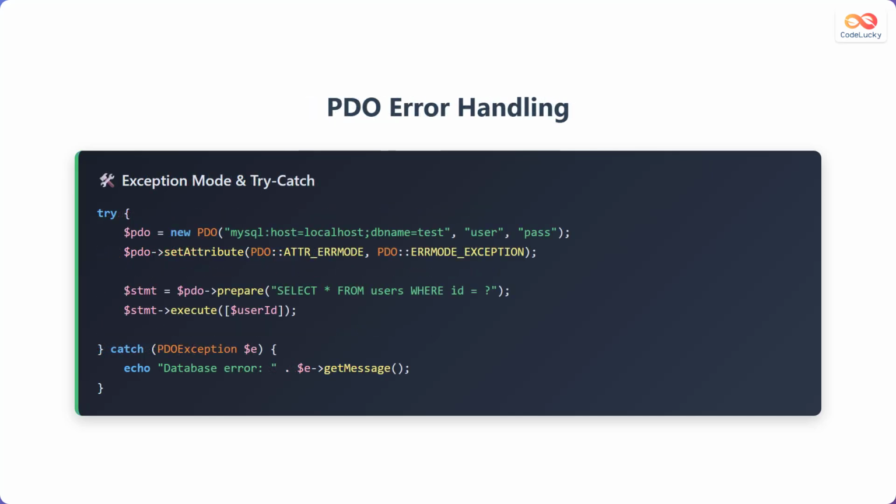Let's see how to handle errors using PDO, PHP Data Objects. First, enclose the database operations within a try-catch block. Inside the try block, create a new PDO instance providing the data source name, username, and password. Then, set the error mode attribute to exception. This configures PDO to throw exceptions for errors.